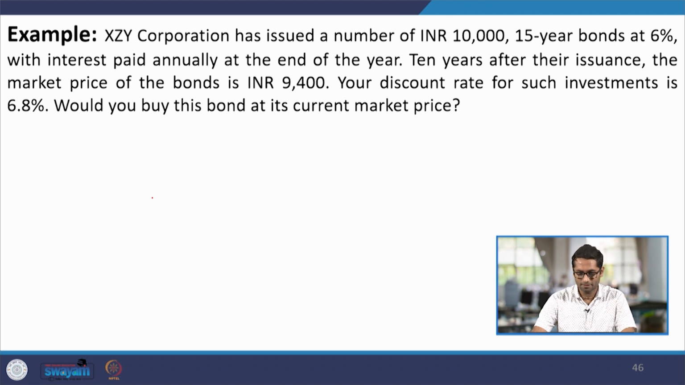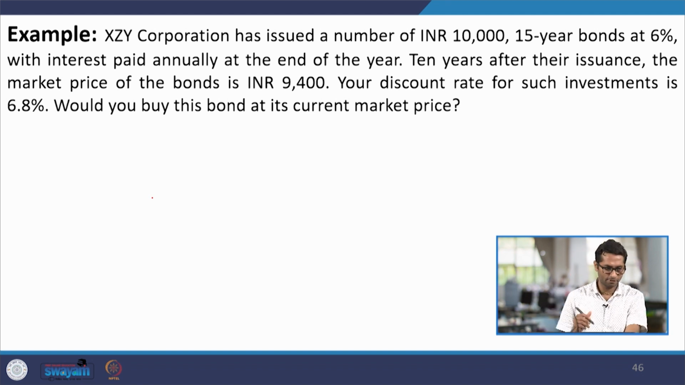Now, suppose there was a person who bought the bond at the onset, but now the condition is that it has been 10 years since the bond has been issued, and the person is in need of money, and he or she would want to sell the bond for rupees 9,400. And now you would have to decide whether it's profitable for you to buy this bond or not. Your discount rate for these kinds of investment could be 6.8%, and let's try to do a simple calculation wherein we'll estimate if we should go for buying this bond or not.